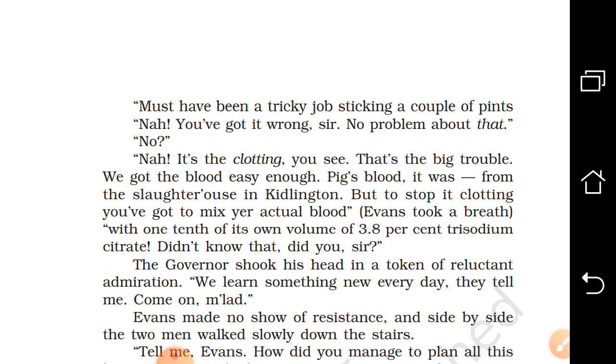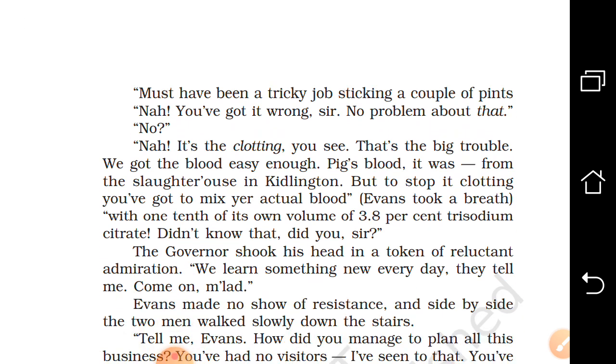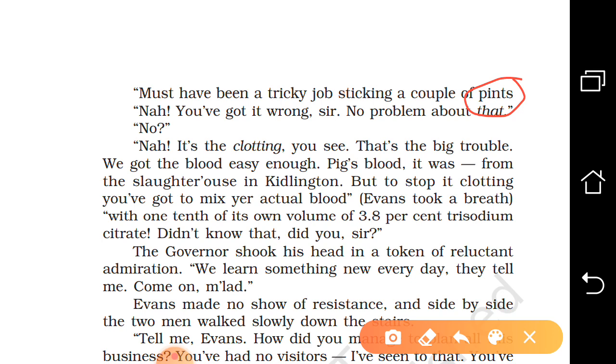Must have been a tricky job sticking a couple of pints. What is a pint? It is actually pronounced pines, a measure of 0.57 of a liter. You can write down pint. It is pronounced as pint. The pint, okay.